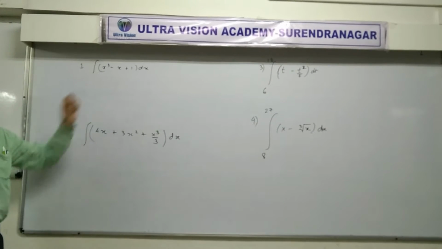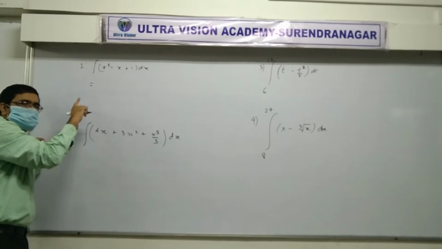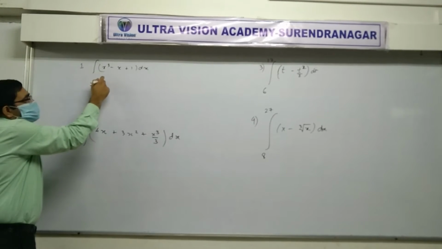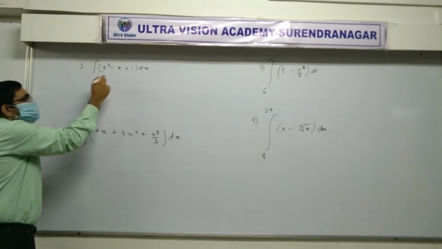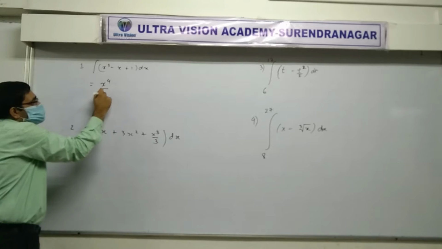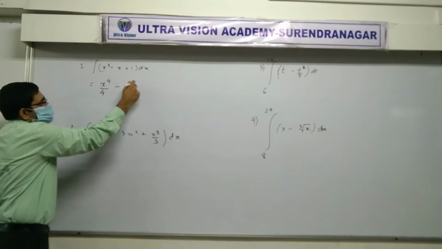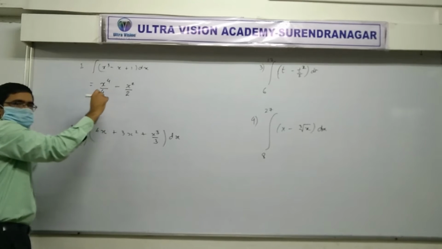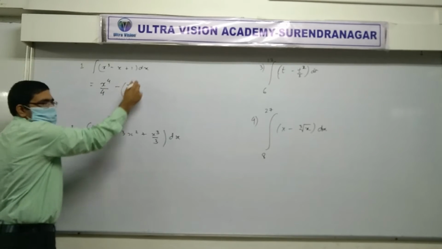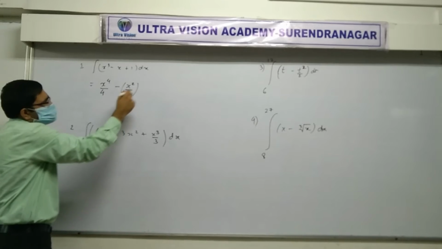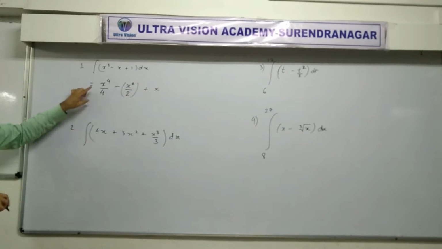Ruby, what's your answer? Say one term, or the final answer, whatever you got. Louder, I can't hear. X raised to 4 upon 4 minus x raised to 2 upon 2, bracket, plus x. Alright. So that's her answer.